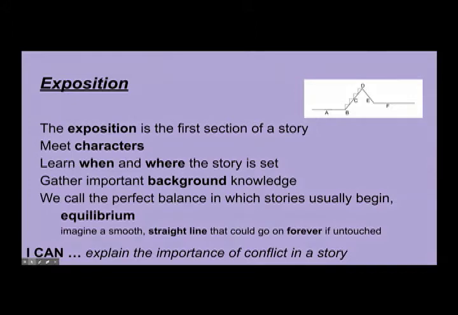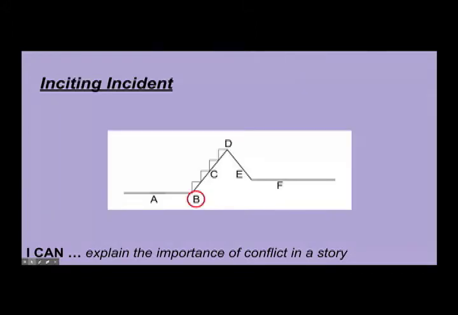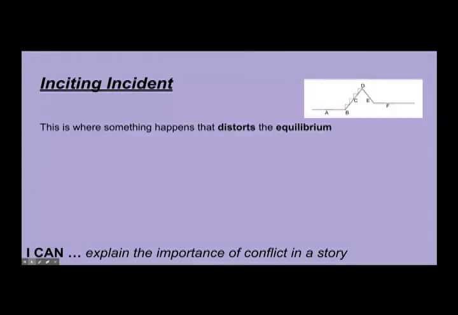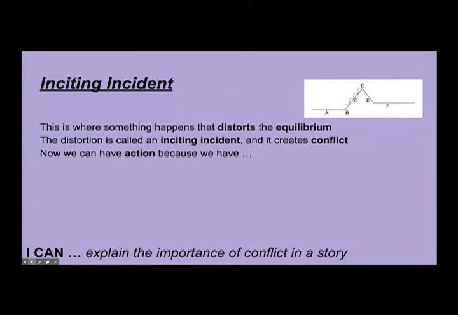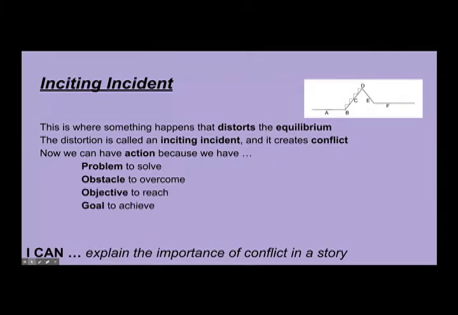Now, lucky for us, that A line, it does get touched. And that is called the inciting incident. This is where something happens that distorts the equilibrium. This distortion is called an inciting incident, and it creates what we know as conflict. Now we can have action because we have either a problem to solve, an obstacle to overcome, an objective to reach, or a goal to achieve.